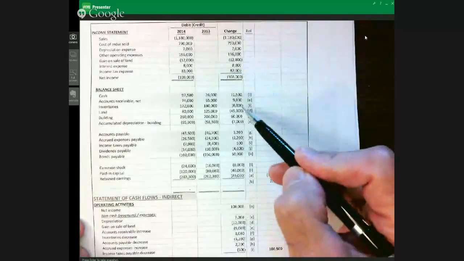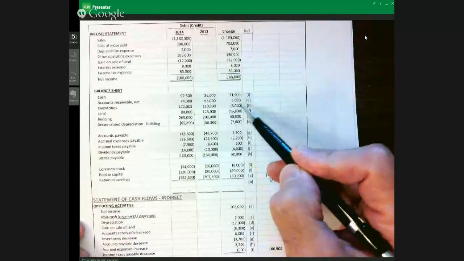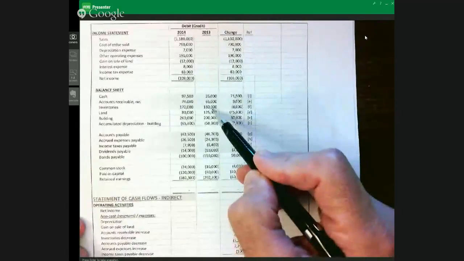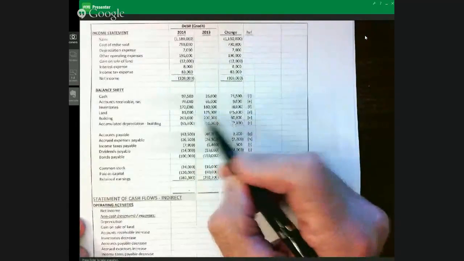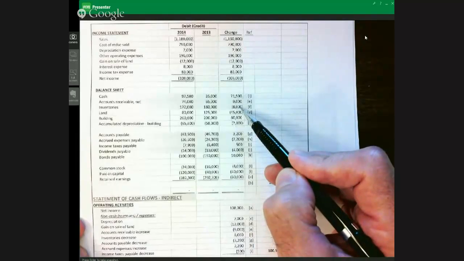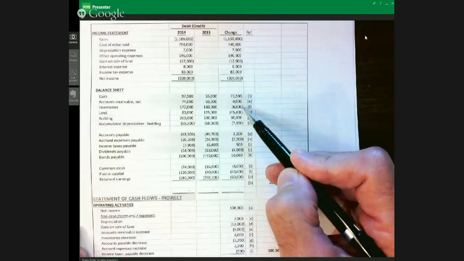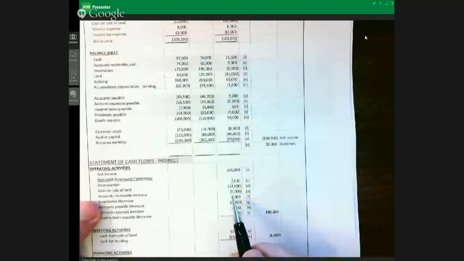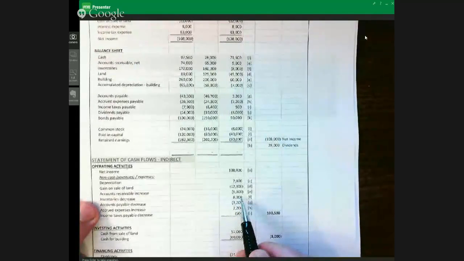Next up, we have inventories. Inventories went from $180,000 to $172,000, so inventories went down. Inventory represents an asset. Assets are increased with debit balances, decreased with credits. So we will credit the inventory account on the balance sheet, and we must show a debit in the statement of cash flow.